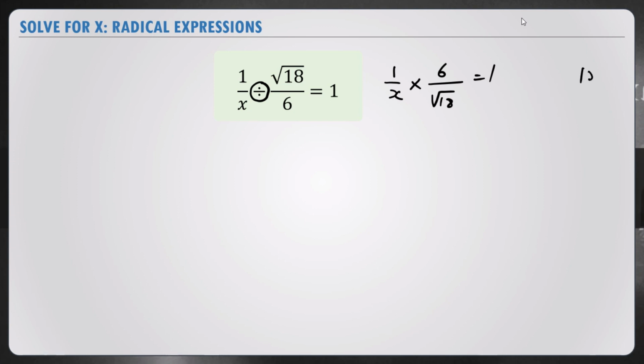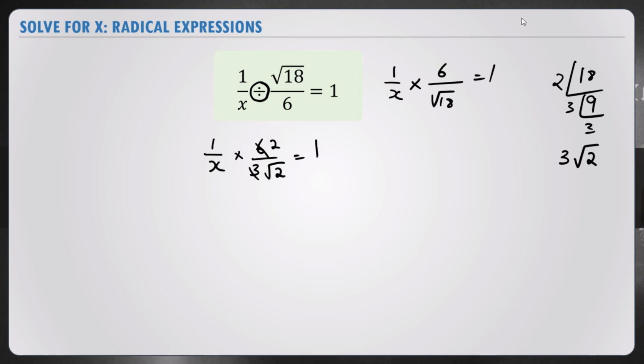Now we have 18. Let's find the factors of 18, so we can break it up and work with it. So 18 happens to be equal to 3 root 2. We can replace it here. So let's do that. 1 over x into 6 over 3 root 2 is equal to 1 is what we have. So 3 cancels and we have 2 here.